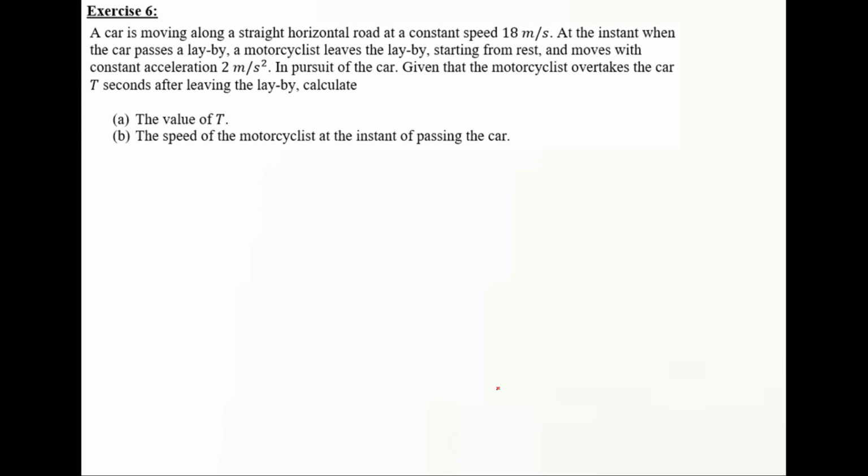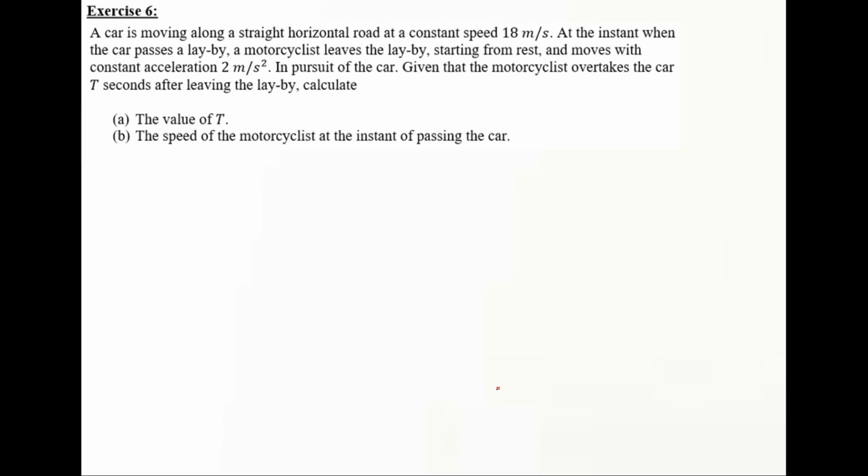Now, exercise 6, a car is moving along a straight horizontal road at a constant speed 80 meters per second. At the instant when the car passes a lay-by, a motorcyclist leaves the lay-by, starting from rest, and moves with constant acceleration 2 meters per second square in pursuit of the car. Given that the motorcyclist overtakes the car t seconds after leaving the lay-by, calculate the value of t, which is the time required for the motorcyclist to catch the car, and the speed of the motorcyclist at the instant of passing the car again. I suggest that you pause the video, try to solve it or understand the exercise, then refer back to the solution.